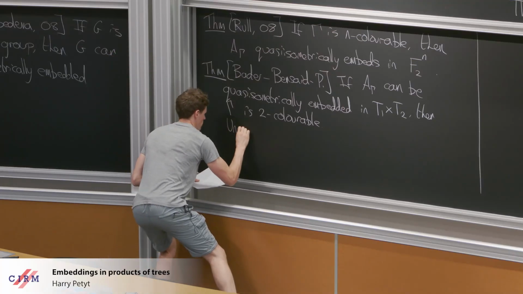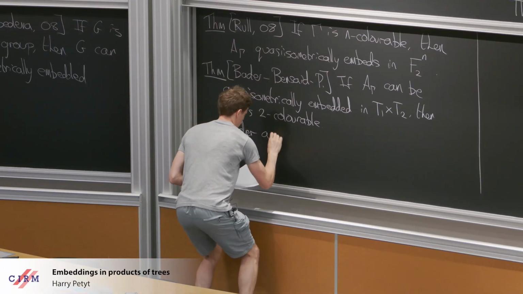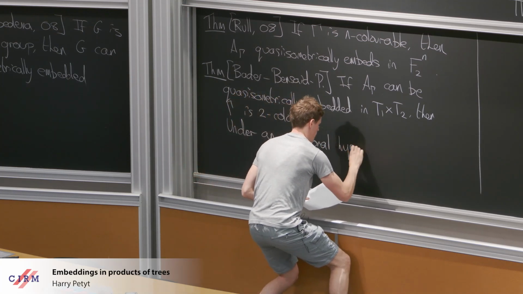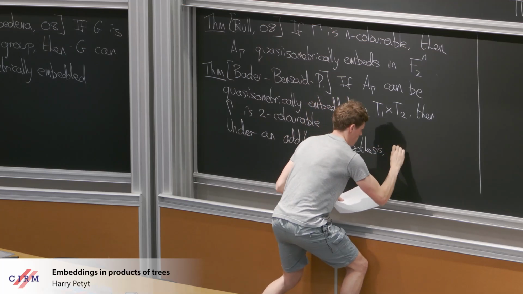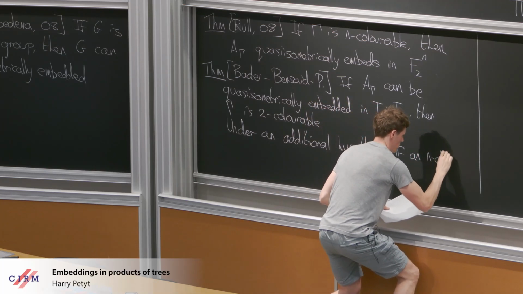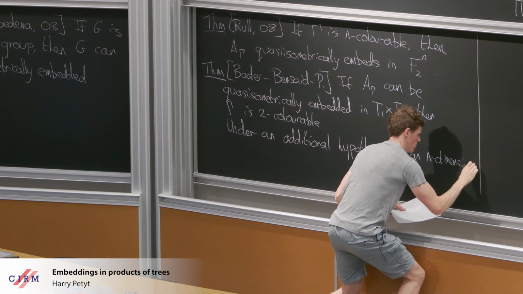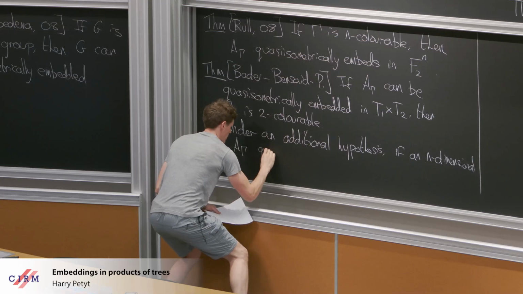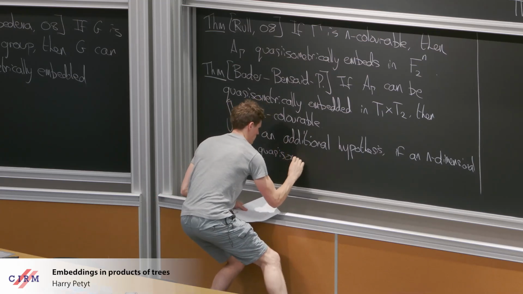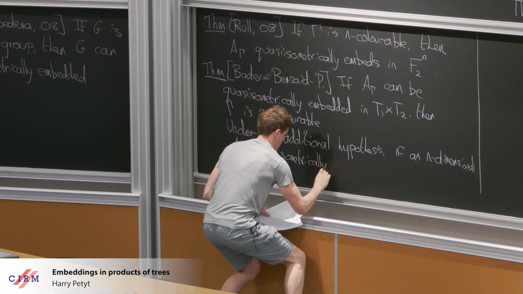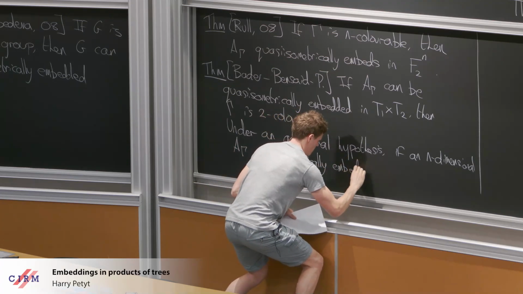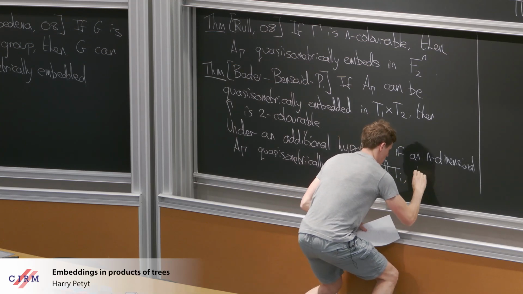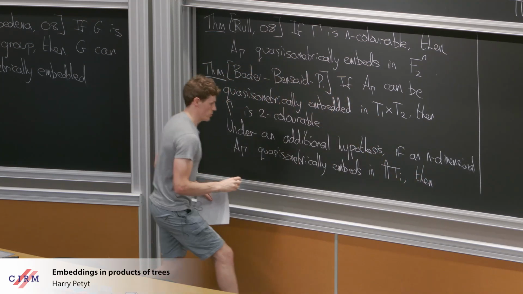So under an additional hypothesis, if an n-dimensional right-angled Artin group quasi-symmetrically embeds in a product of n trees, then gamma is n-colorable.